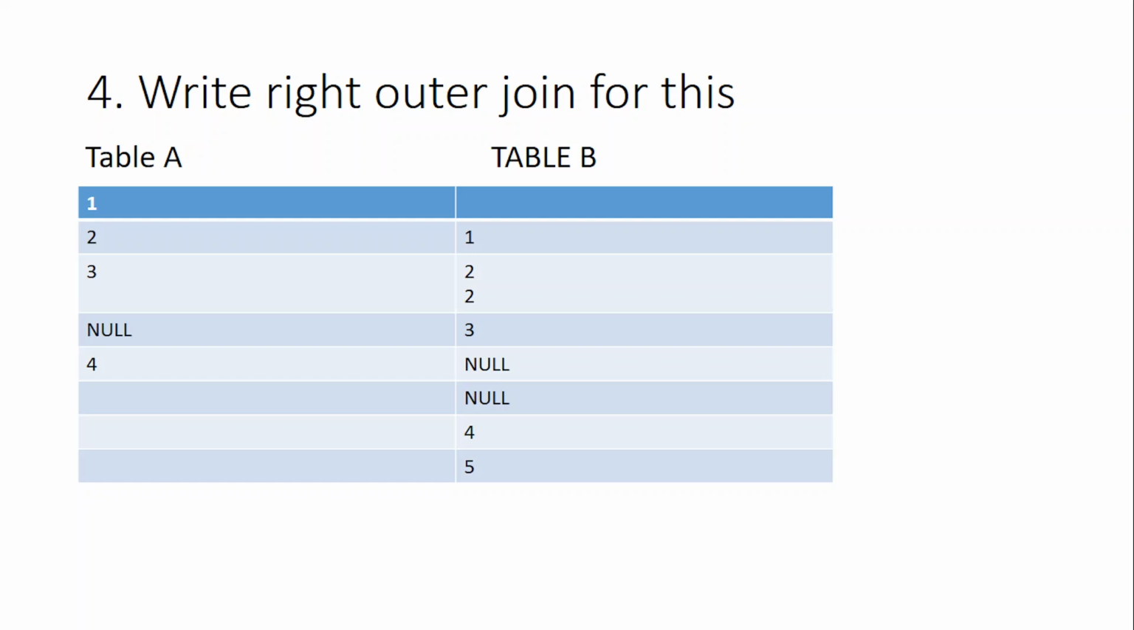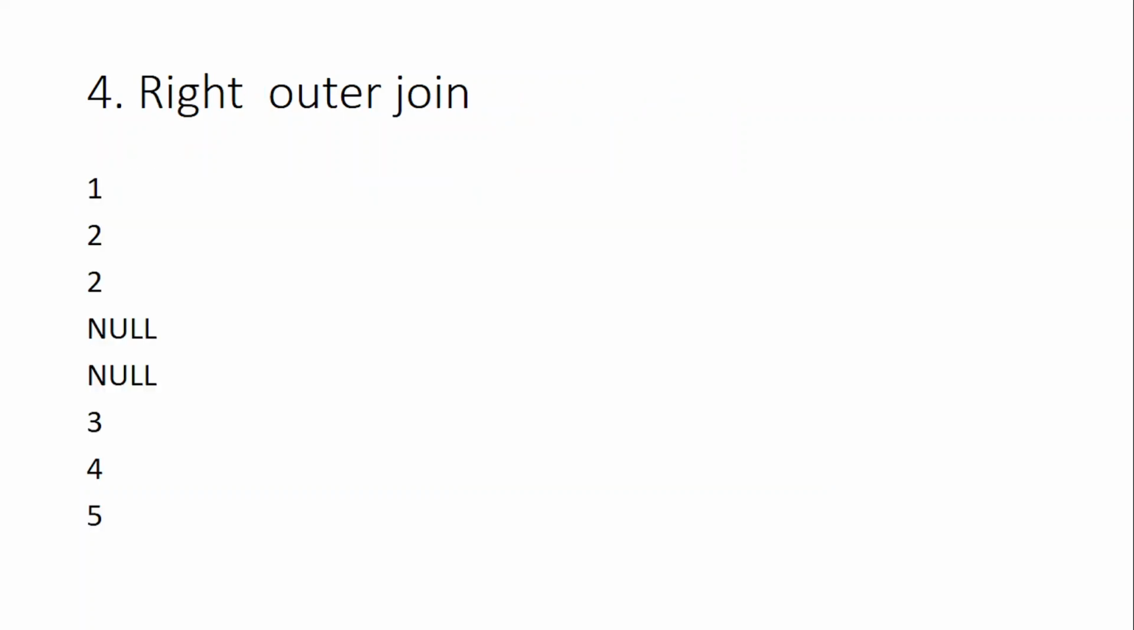The next one is the right outer join. In a right outer join you first give the common elements between table A and table B. These are 1, 2, 2, 3, 4, and the remaining ones in table B are null, null, and 5. Then they also come. So this way you can write the outer joins for this data.